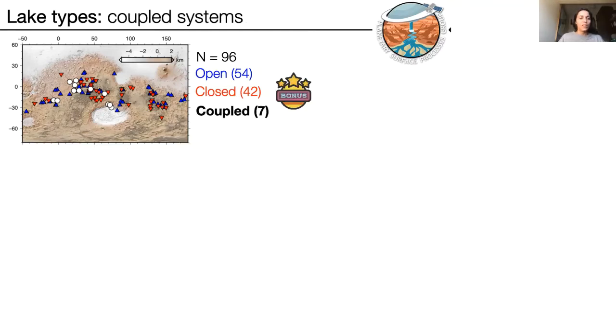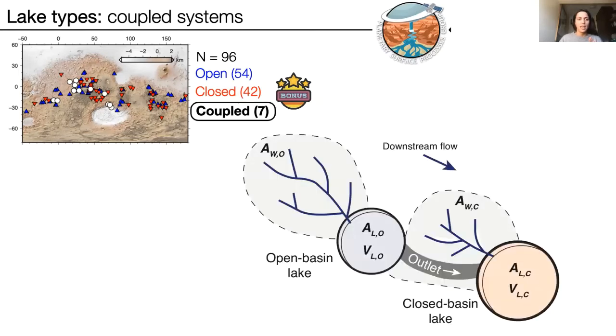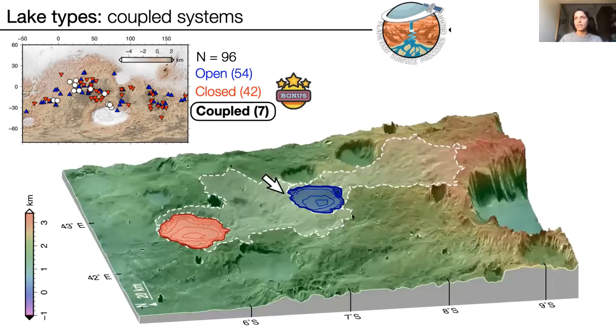However, there's also a third type of lake basin that we have identified on Mars, and we classified this as a coupled lake system. Essentially, this is an open basin lake which breaches and then flows into a closed basin lake that is downstream. An example of that is this one here. You can see these channels flowing into this open basin lake. There's a small breach that has been eroded and flows into this closed basin lake which never breaches, so there are no valleys flowing out of it. And so despite their sizes not being too dissimilar, one overflows and the other one doesn't.